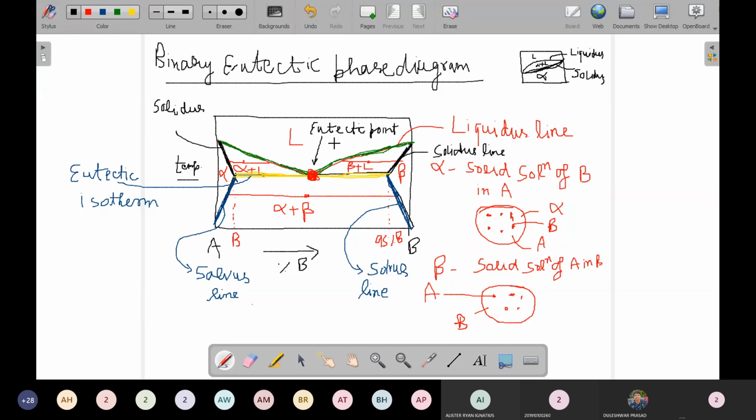Now the question is, what is this eutectic point? The point at which liquid transforms directly to two solid phase regions. The point where liquid transforms to two solid phases is known as the eutectic point. Let me write over here: when the liquid transforms to alpha plus beta, two solid phase regions. Whenever in any diagram you see a point at which the liquid transforms directly to two solid phases, it is known as the eutectic point.